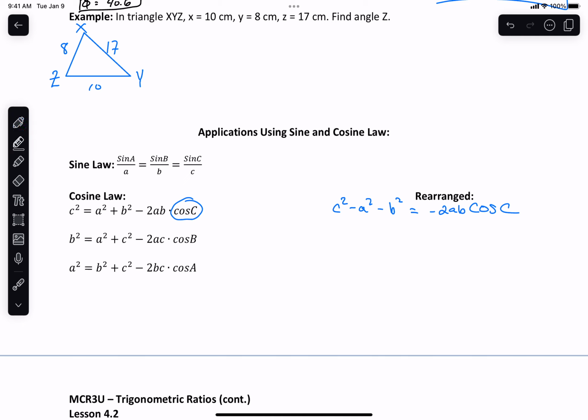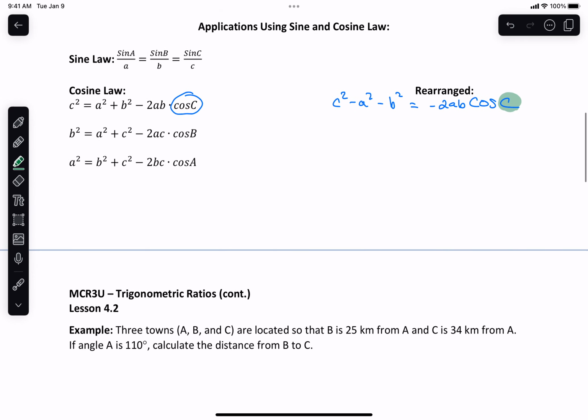Remember, I'm after this. I want the version of the equation that gives me angle C is equal to a bunch of stuff. So that's what I'm doing. So what's next? How is the negative 2AB attached to the cosine? Gabe? Multiplication. Yeah, so how do I get rid of it? Division. You divide both sides by negative 2AB. So now the negative 2AB's drop out.